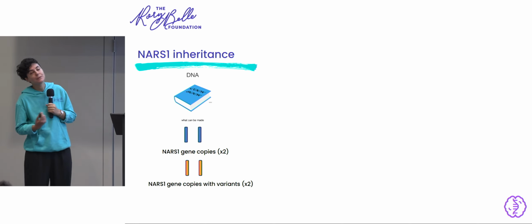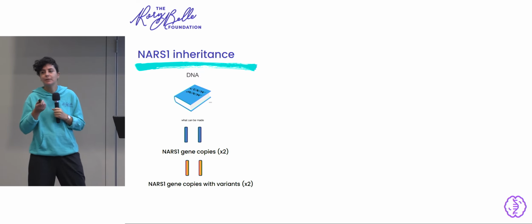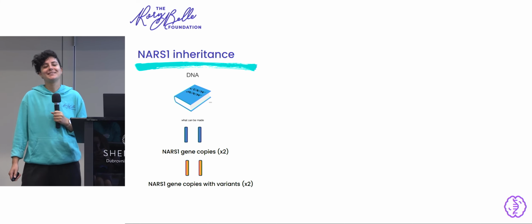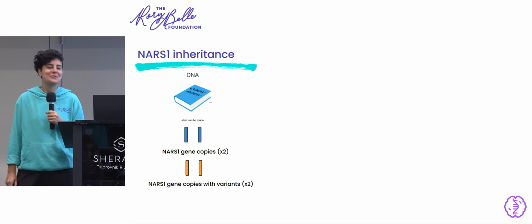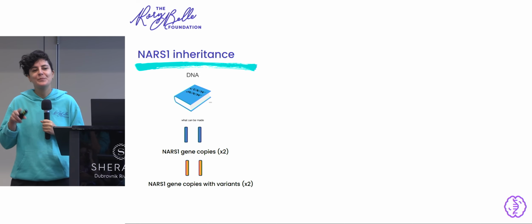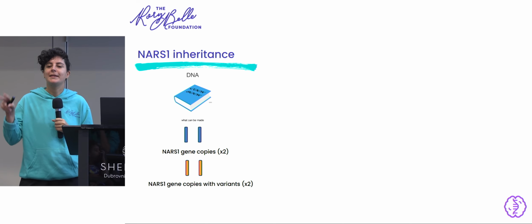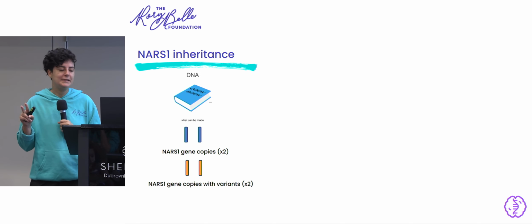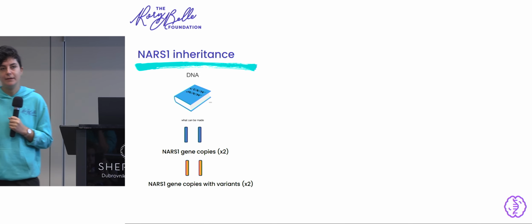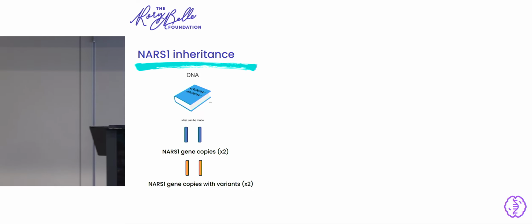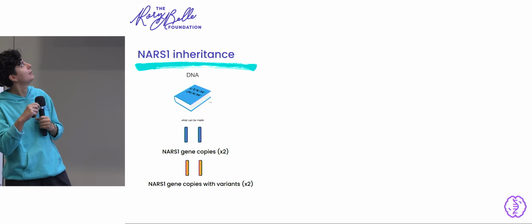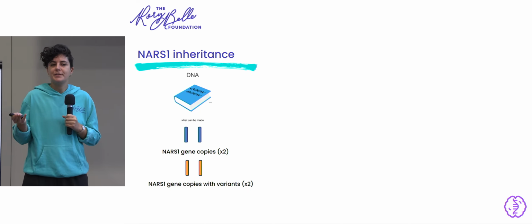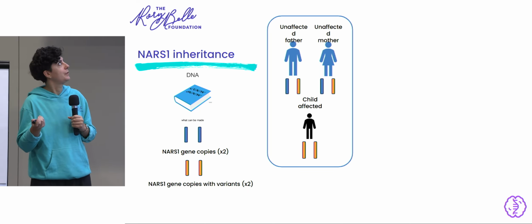All right. So now moving on to inheritance and what Terry and Rachel were just talking about. Little introduction. As I mentioned before, within the cookbook, like the original DNA, we have 2 NARS gene copies here in blue that can contain variants that I show here in orange. There are 3 different cases that we see within the NARS1 disorder inheritance.